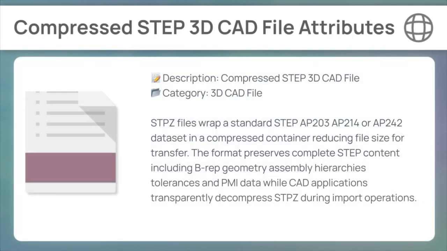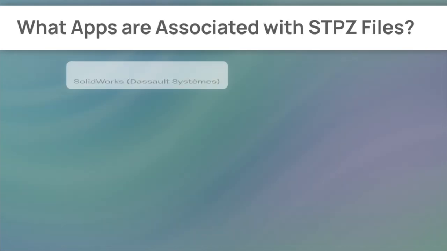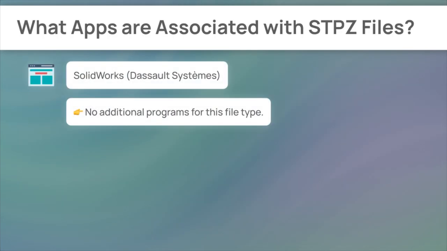STPZ files wrap a standard STEP AP203, AP214, or AP242 dataset in a compressed container, reducing file size for transfer. The format preserves complete STEP content including BREP geometry, assembly hierarchies, tolerances, and PMI data, while CAD applications transparently decompress STPZ during import operations. We recommend using SolidWorks by Dassault Systems to ensure proper reading of STPZ.